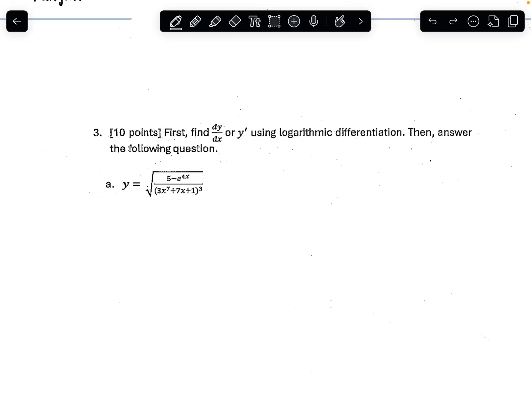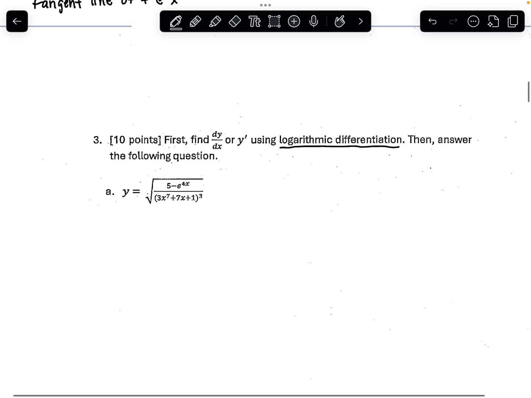Given y is this gross square root, and we're asked to find its derivative using logarithmic differentiation. The whole idea is that we have to use a bunch of our log rules, and then we can take a derivative.